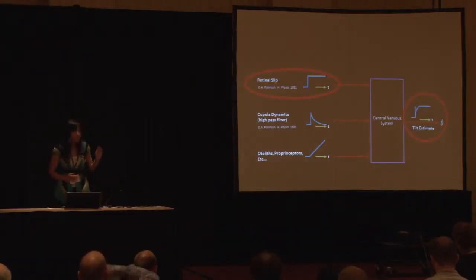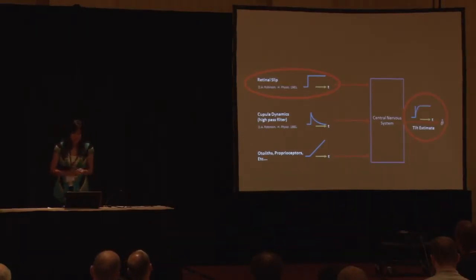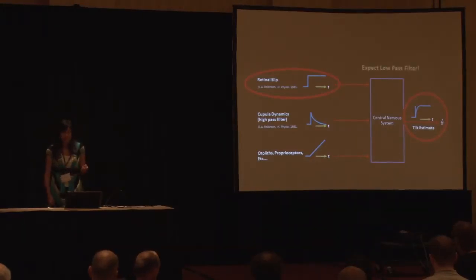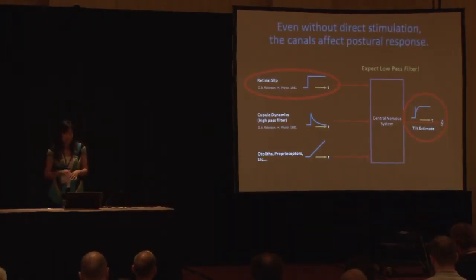So we're interested in what happens with visual input and posture output. If you look at the cupula dynamics, it takes care of the high-pass filtered stuff, so you need to compensate for that. In order to estimate tilt in any sort of situation, you need some sort of low-pass filter to process the information. So we expect a low-pass filter if we were to look from visual input to postural output. And so even without direct stimulation, the canals affect postural response during optokinetic input.